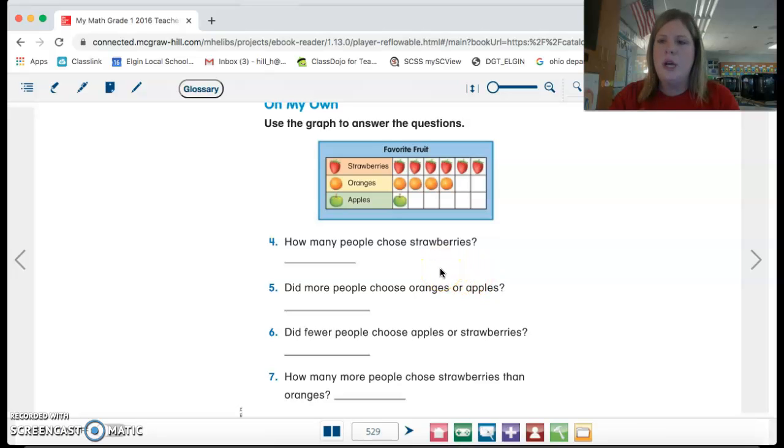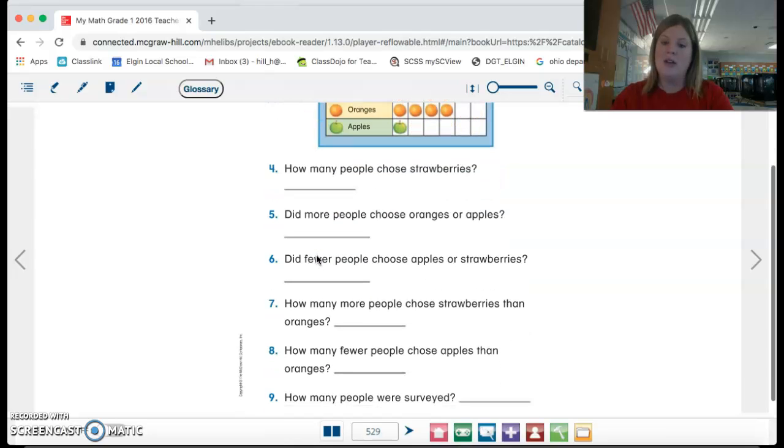So I'm going to read these to you, but you're going to fill them out on your own, okay? So pay attention, but if you're looking at the picture graph, you should be able to do this, okay? So it says, how many people chose strawberries for number 4? You need to count the strawberries and put in this blank how many people like strawberries. So again, counting the number of strawberries and then putting it in the blank.